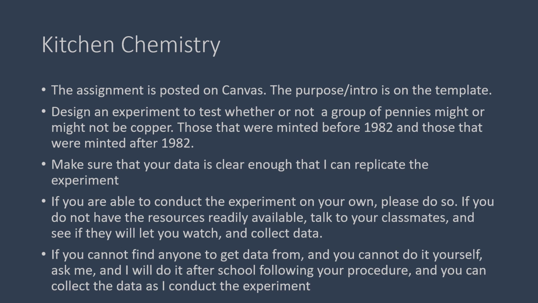Okay, so your kitchen chemistry lab. The assignment is posted on Canvas. The purpose and the intro is pretty much already done for you. I just went ahead and left that on there. So you're going to design an experiment similar to what we did to test whether or not a group of pennies might or might not be made of copper. And you're going to use two groups of pennies, some that were minted before 1982 and those that were minted after 1982. And you're probably going to need 4 or 5 pennies of each group.